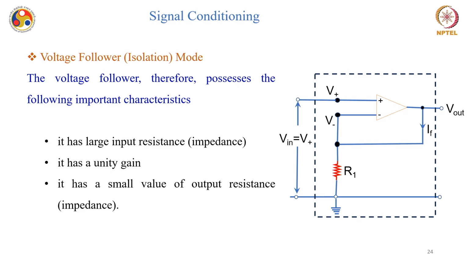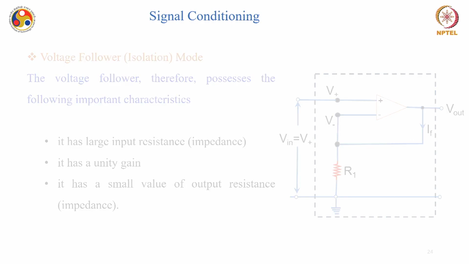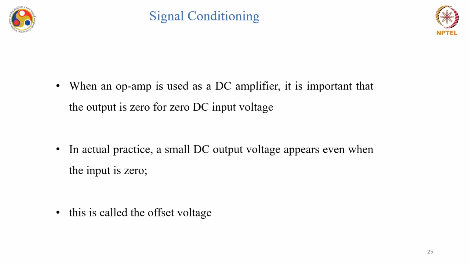So, it has a very large input impedance, it has a unity gain, and it has a small value of output resistance or output impedance, because this is again a configuration of op-amp. When an op-amp is used as a DC amplifier, it is important that output should be at 0 for 0 DC input voltage. However, this is not always true. In actual practice, a small DC output voltage will appear even when there is no input, or input is 0, and this voltage is known as offset voltage.